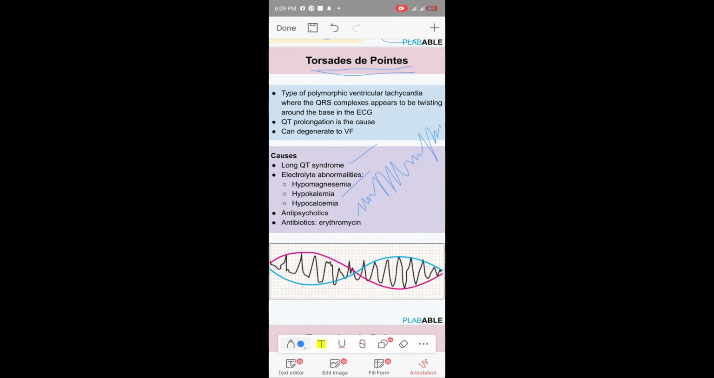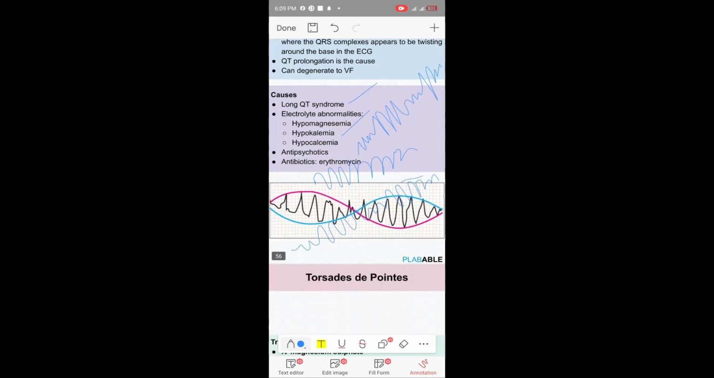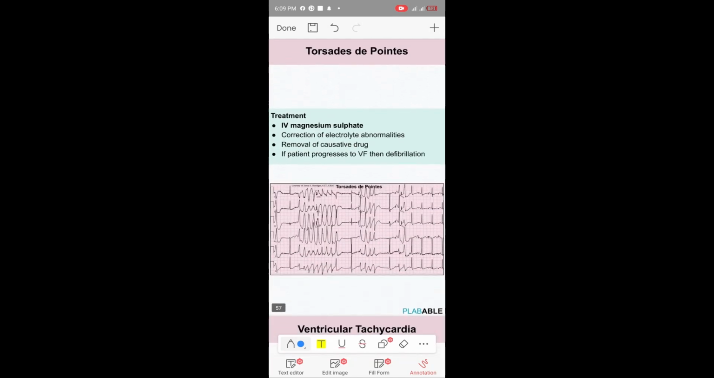So this is twisting around the points, and for the Torsades de Pointes, monomorphic VT will be like this, okay, and the polymorphic VT is going to be like this. Okay, twisting around the points. So IV magnesium sulfate, that is the treatment for Torsades de Pointes.